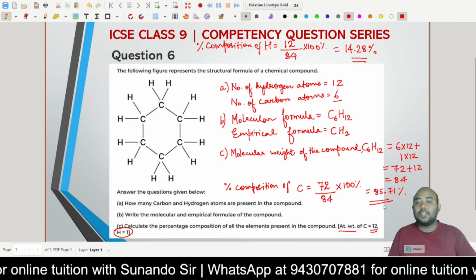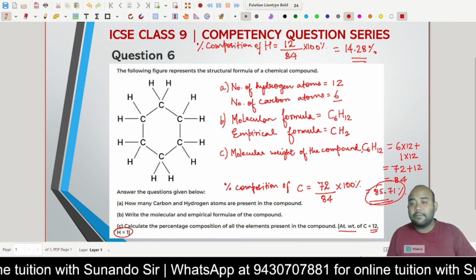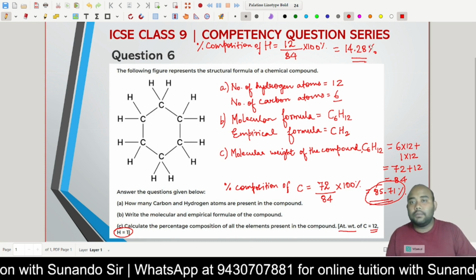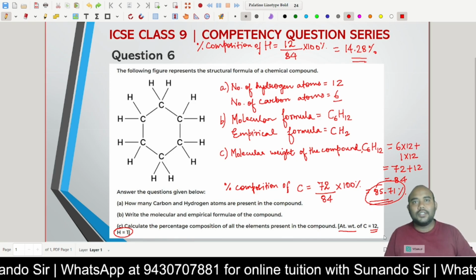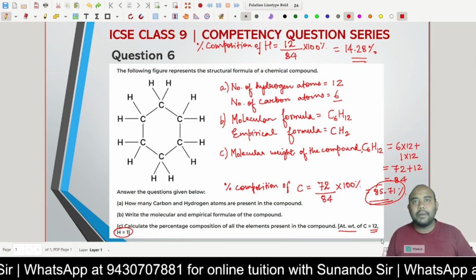So we have got the answer. Here is the answer: percentage composition of carbon is 85.71, and percentage composition of hydrogen is 14.28%. I hope you have understood this question. It was a very easy question, only a bit conceptual.